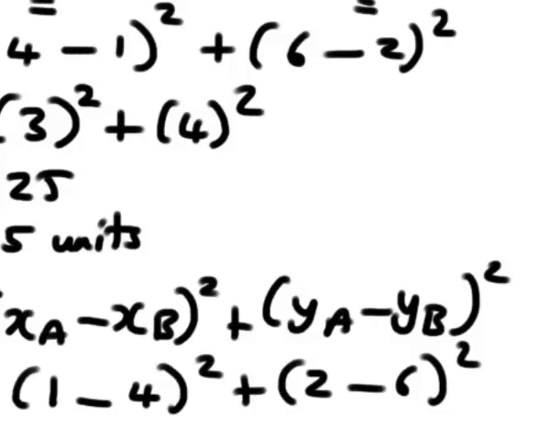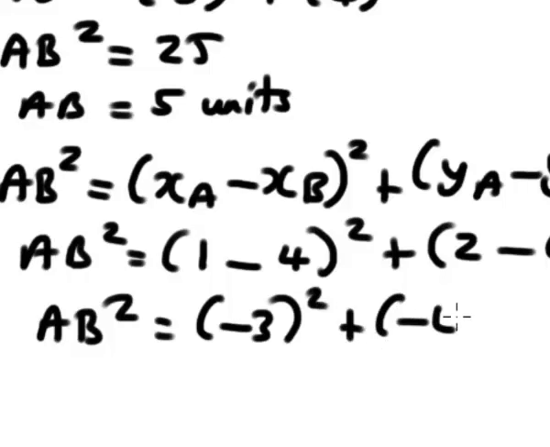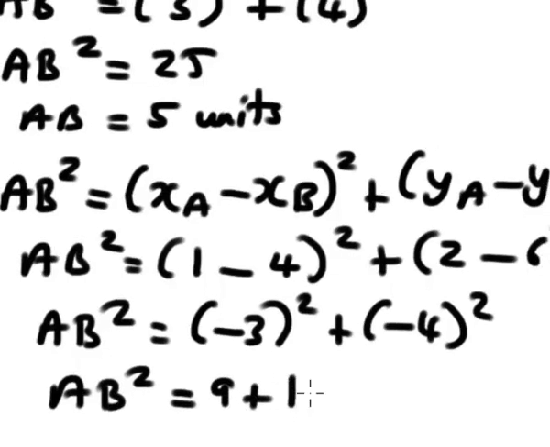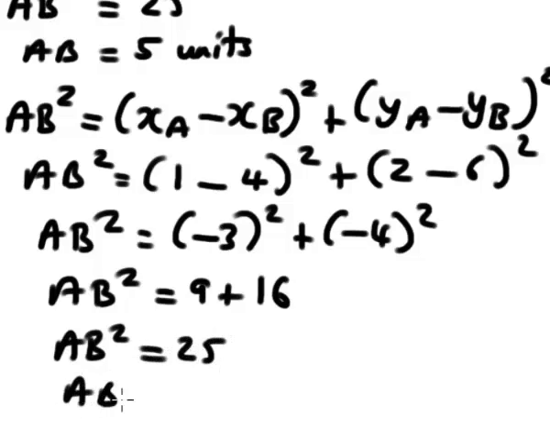Because of the squared, of course, that's nice, because this will give you AB squared is negative 3 squared plus negative 4 squared. No problem. That's going to work out as 9 plus 16, which guess what, is 25. And there we have it. It's exactly the same. So it doesn't matter the order that you do it in, as long as the x's are together and the y's are together, and we have what we call the distance formula.